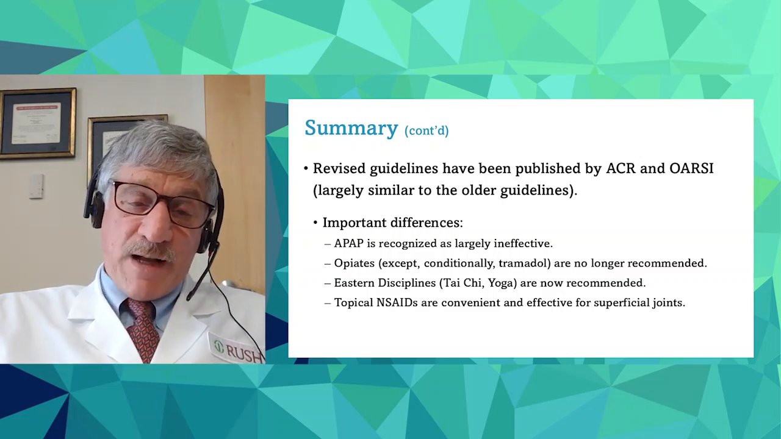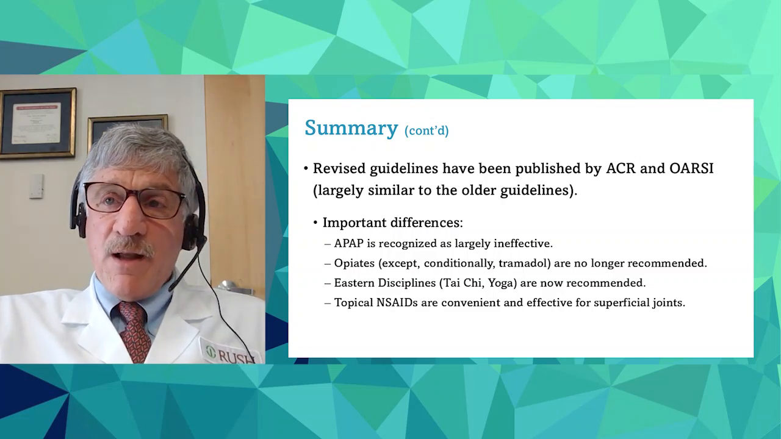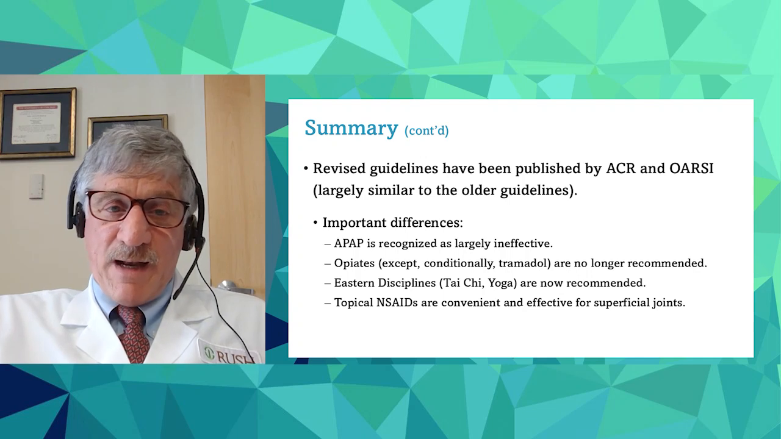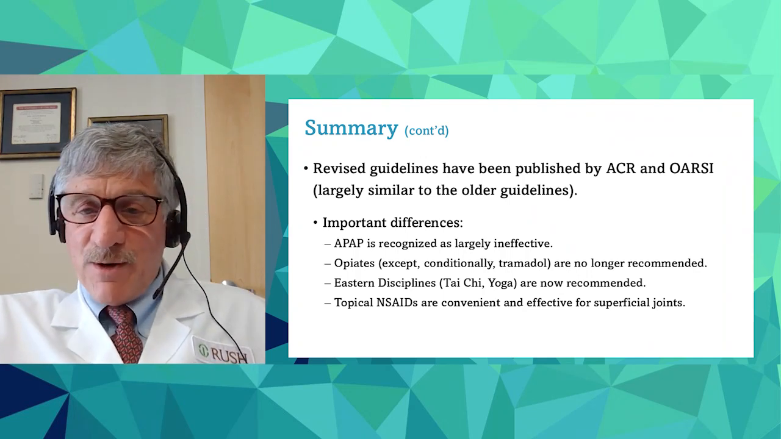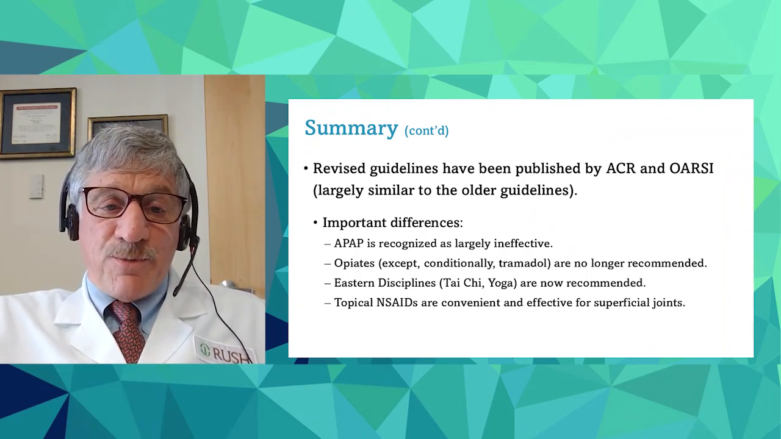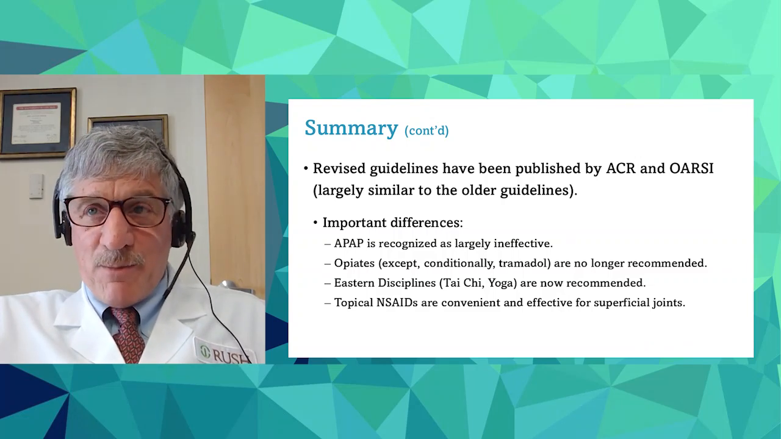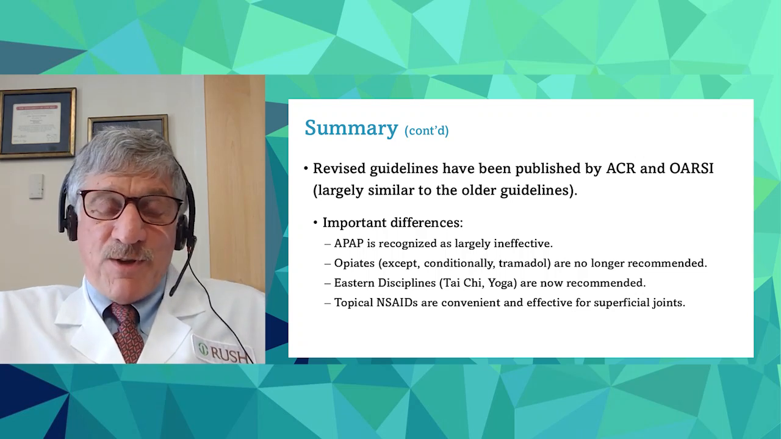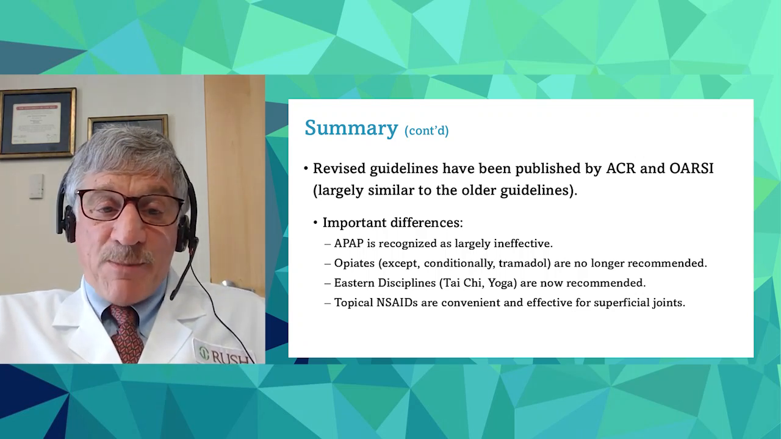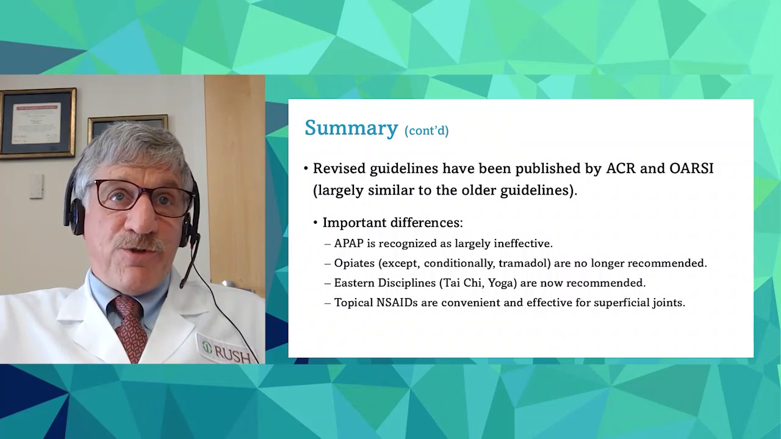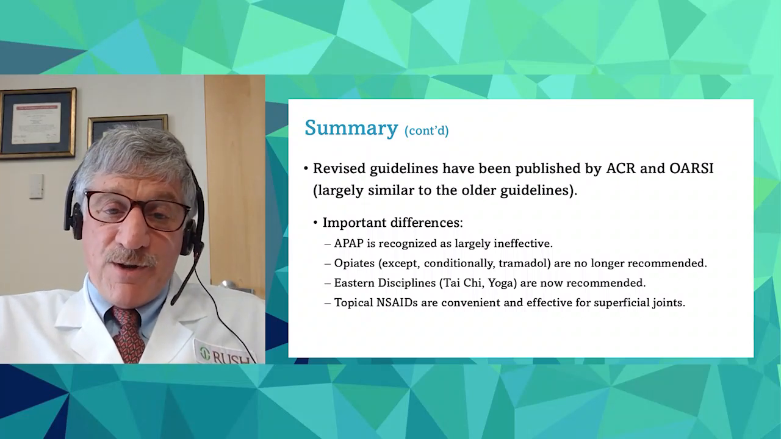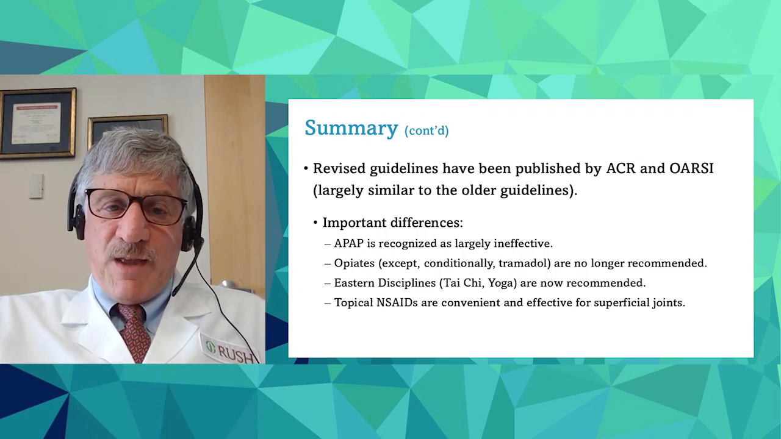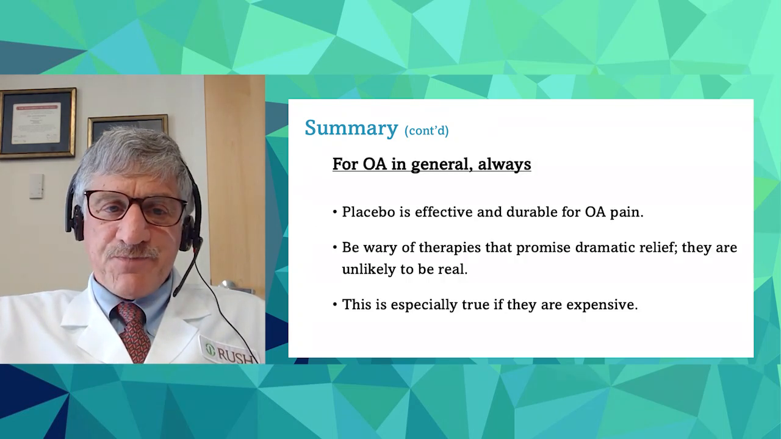Opiates, except for possibly tramadol, are no longer recommended because they also don't appear to have a good effect on long-term chronic OA pain, and they have a very high adverse event profile. The Eastern disciplines, Tai Chi and yoga, are actually now recommended, and many of our patients have been doing it without our recommendation for many years because they've already found that they're effective. Topical nonsteroidals for superficial joints are convenient and are very effective, but are obviously less effective for the deeper joints. But for the knees and the hands, they definitely ought to be considered.